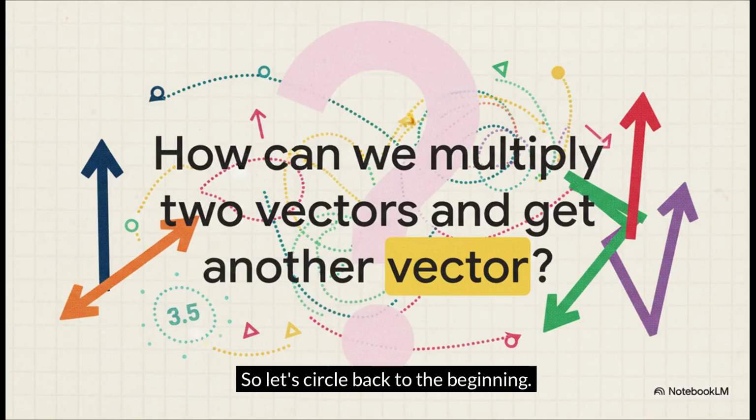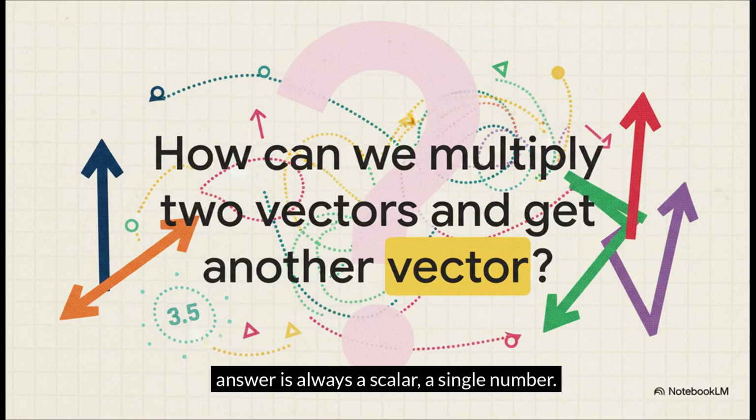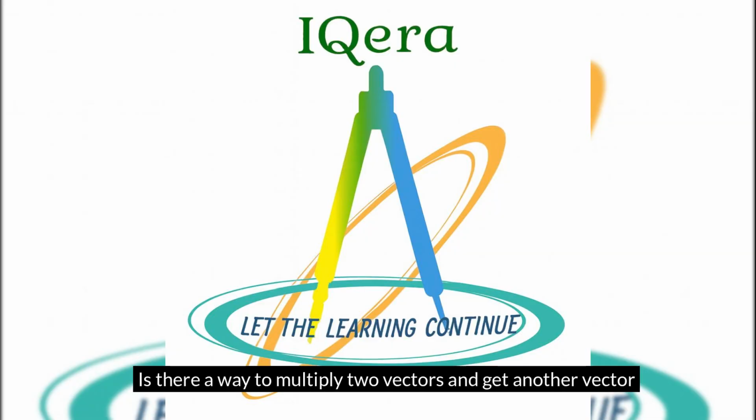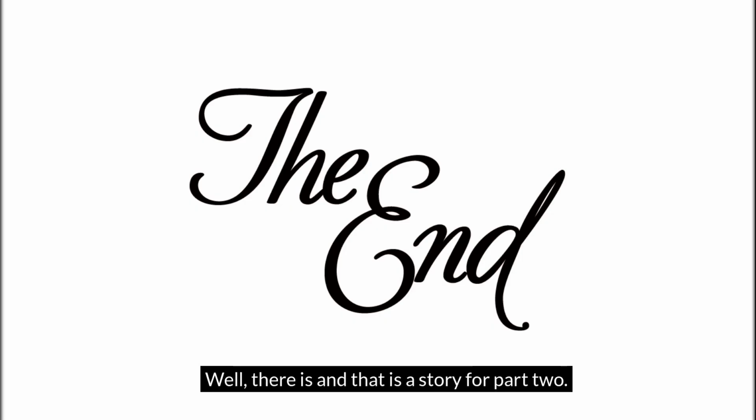So let's circle back to the beginning. The whole reason we call this the scalar product is because the answer is always a scalar, a single number. But that probably gets you thinking, is there a way to multiply 2 vectors and get another vector as the answer? Well, there is, and that is a story for part 2.